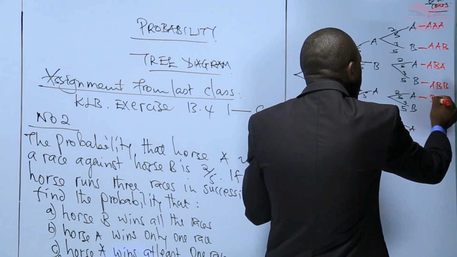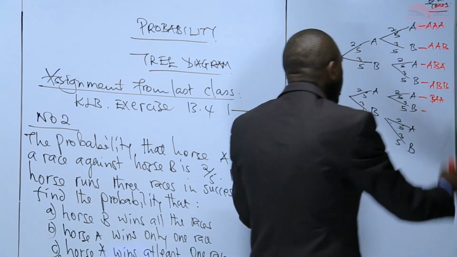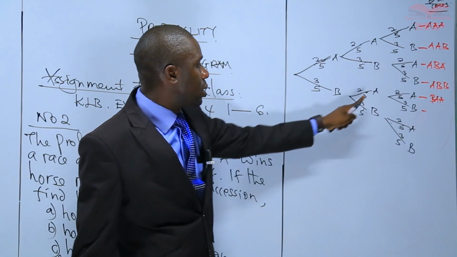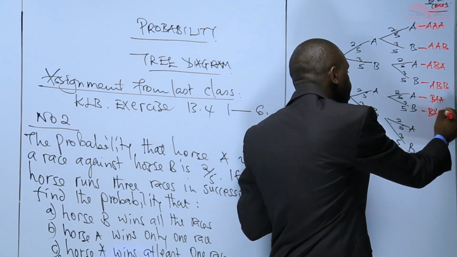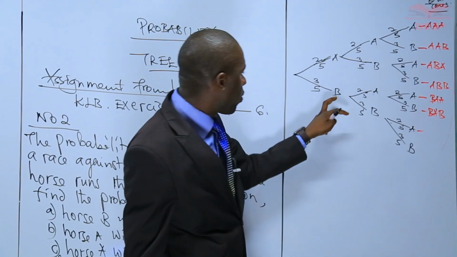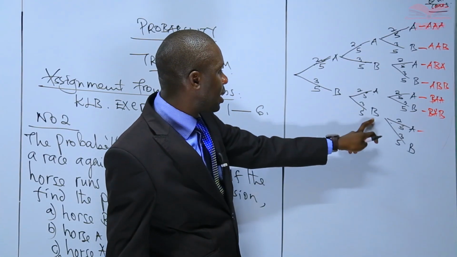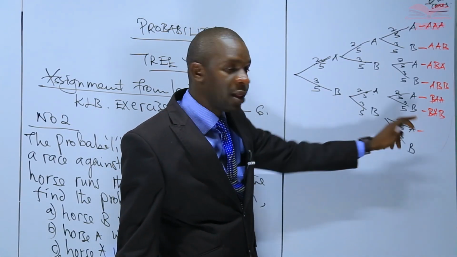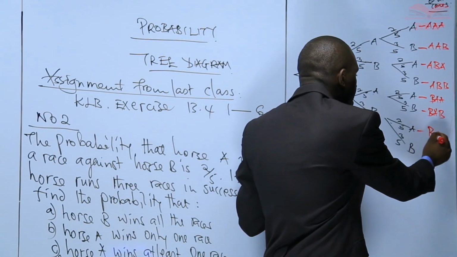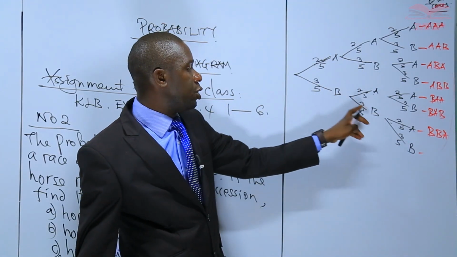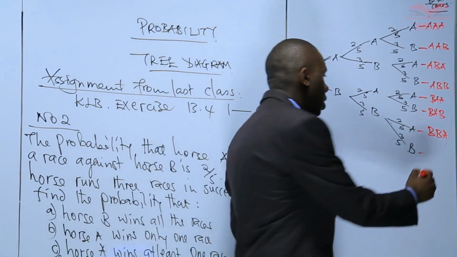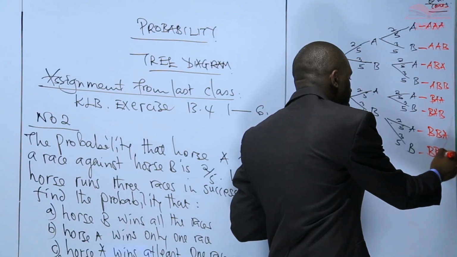So that will be B, A, A. Or we can have horse B, horse A, horse B. So that will be B, A, B. Or we can have horse B winning the first and the second race and horse A winning the third race. So that will be B, B, A. Or finally, we can have horse B winning all the races, which is B, B, B.